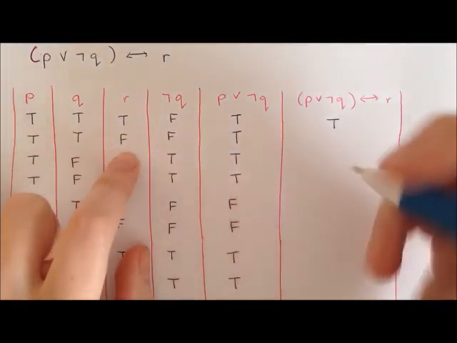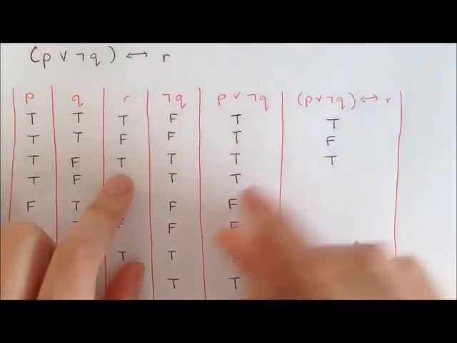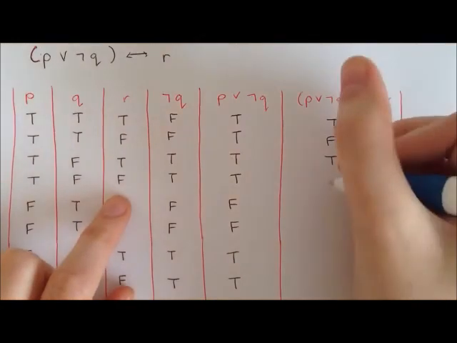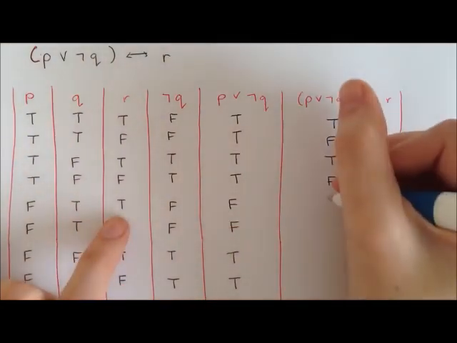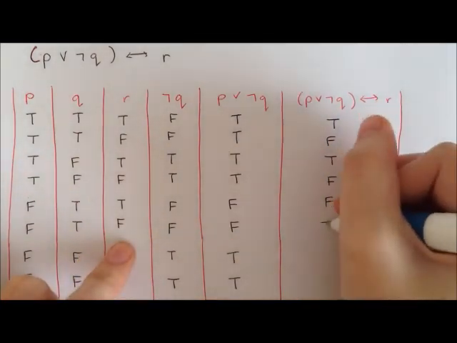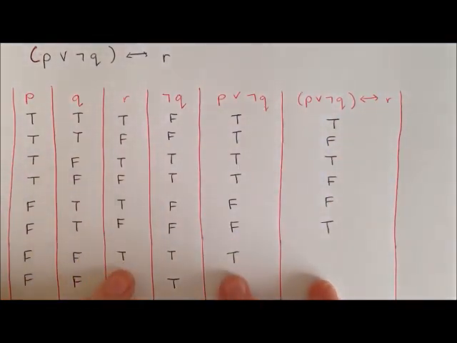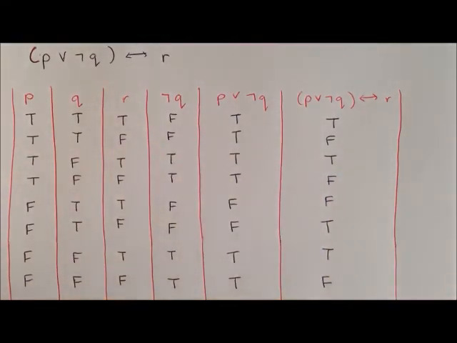True and false, that's a false. Double true, that's true. True and false, false. False and true, that is false. Double false, so we've got a double, so that's true. True and true, we've got another double, so that's true. And then true and false, so that is false. So that is the general gist of truth tables.